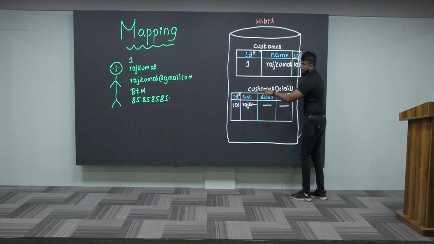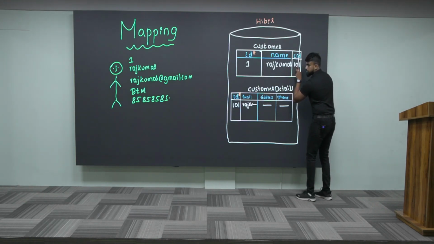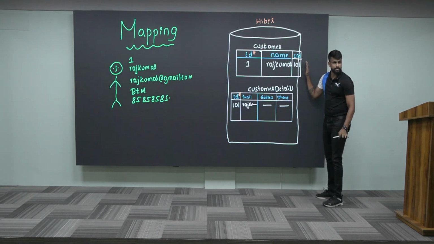Sensing this much? And who is relating with this? Because of this number, 101. And what is the CID? CID is a foreign key. Sensing what I'm trying to tell? Yes or no? Great. So this is with regard to the database.